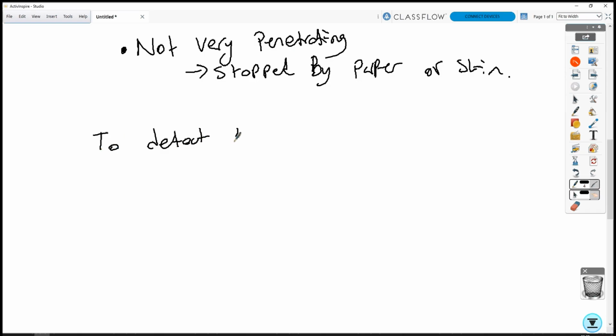Now to detect alpha, we can have it fly through a magnetic field, and we put a detector on one side. If it flies through a magnetic field, because alpha is charged and it's positively charged, then when it goes through a magnetic field, it should deflect according to its charge.